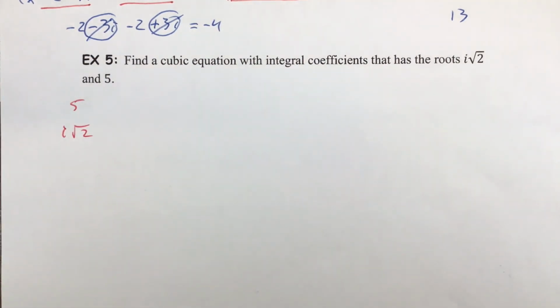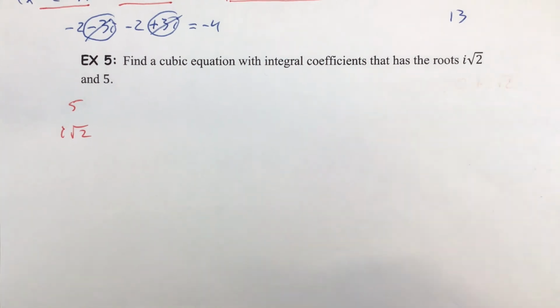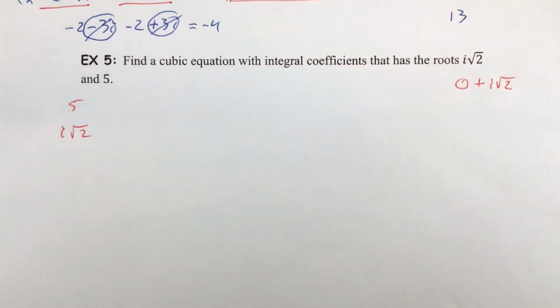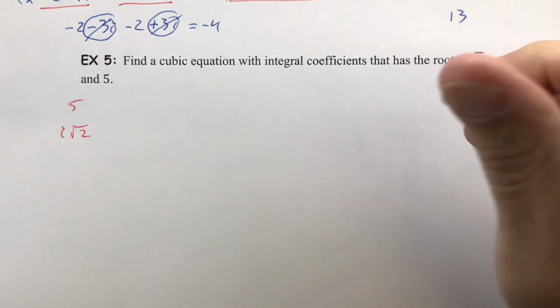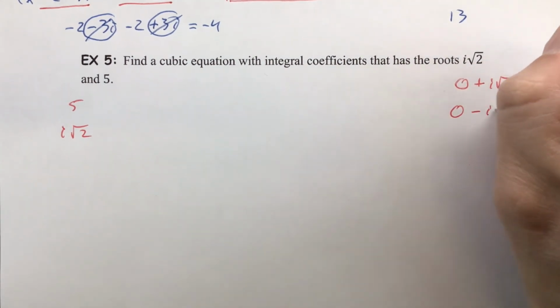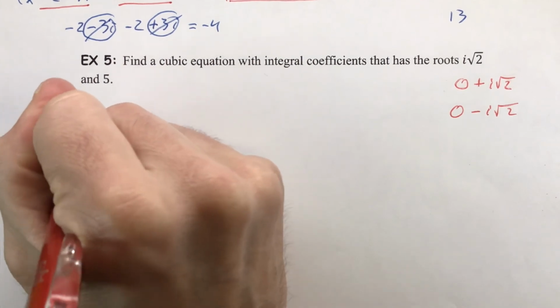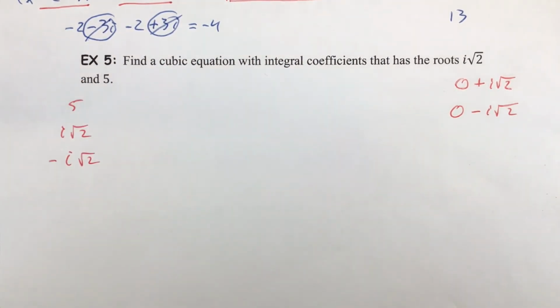But according to one of our complex conjugate theorems, we should have the conjugate of any complex number. So we're going to think of this one as 0 plus i root 2. And the conjugate to that would be 0 minus i root 2. So our third root is negative i root 2. So given these 3 roots, we can actually build the cubic equation in factored form.